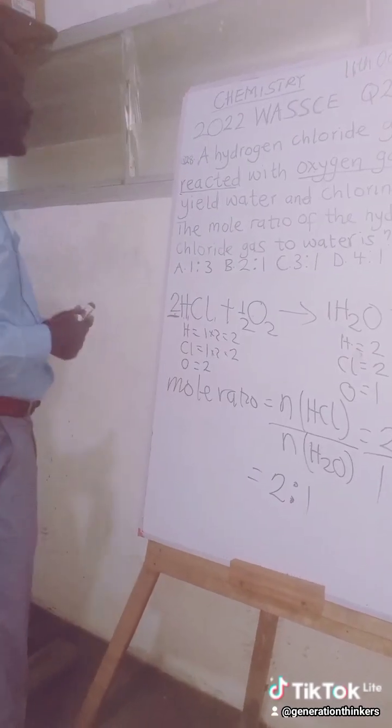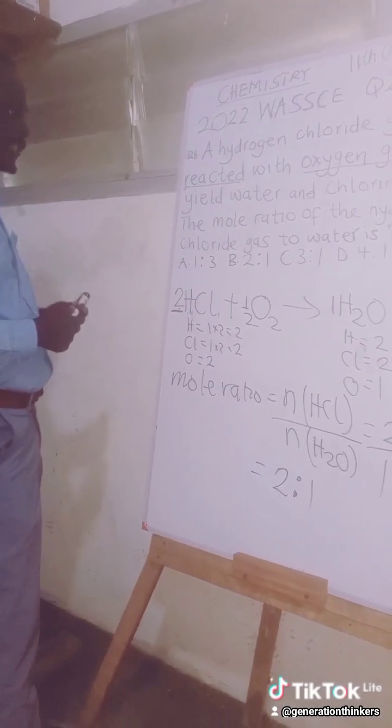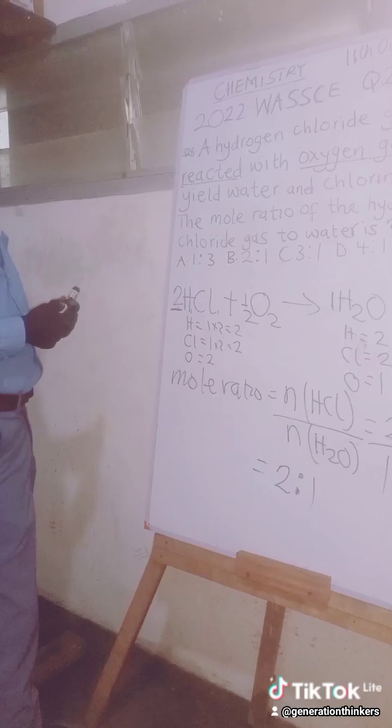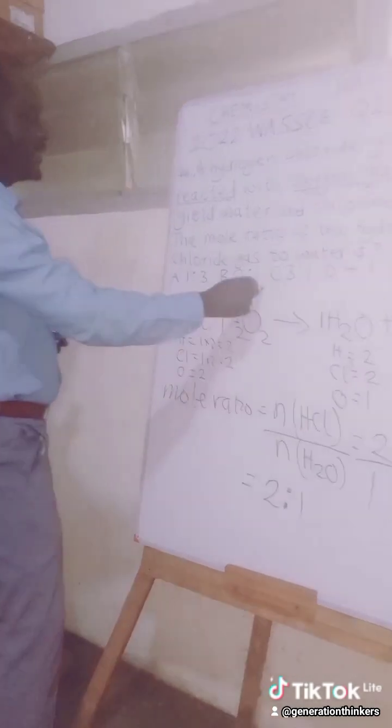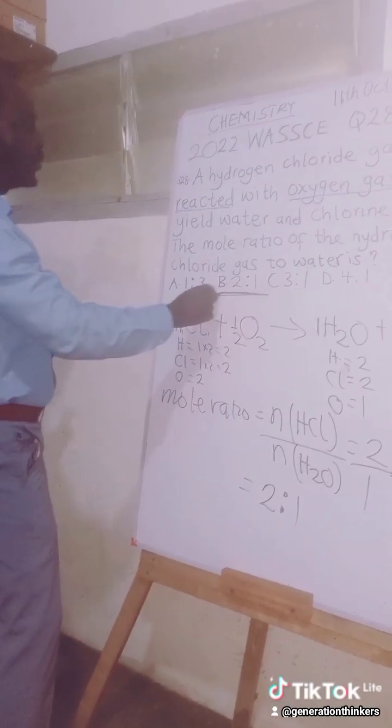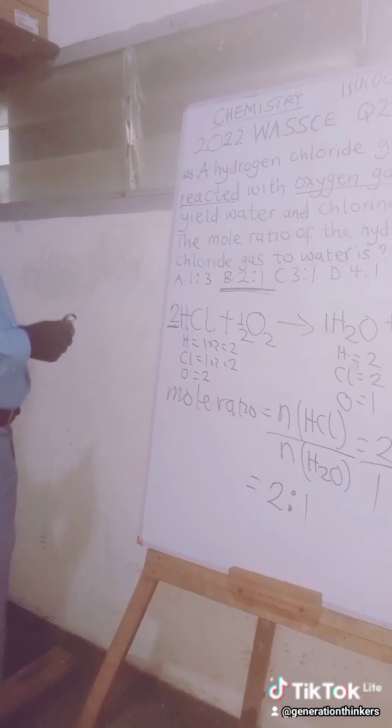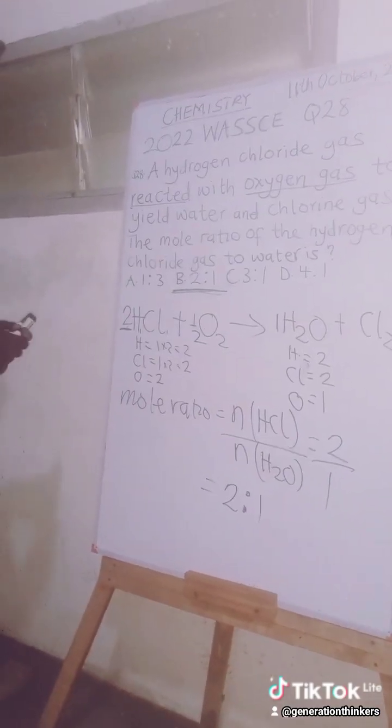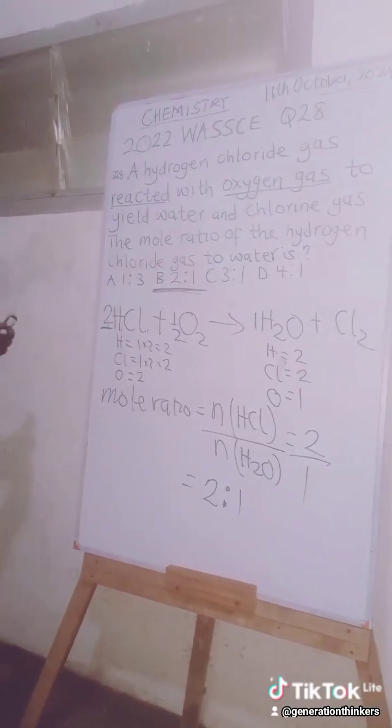So if you look at the objectives answers, the correct answer will be B. The mole ratio of the hydrogen chloride gas to water is B, 2:1.